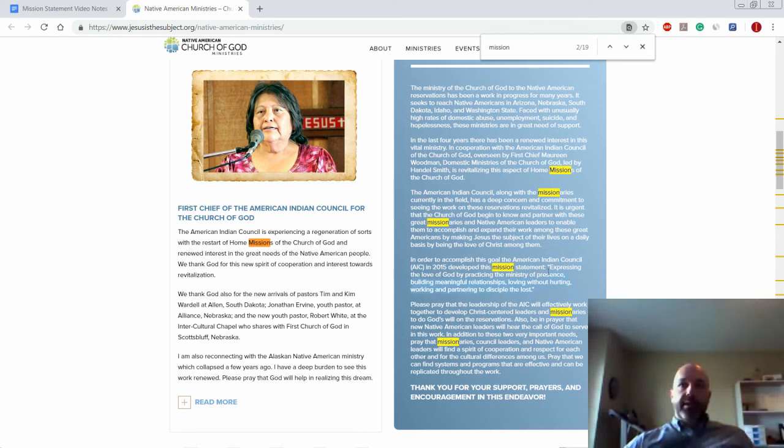There it is. Kind of hidden away, and I would personally have encouraged them to make it stand out, emphasize it a little more for people that might visit the site and people who are curious about what the Native American Church of God Ministries is. But in any event, their mission statement is expressing the love of God by practicing the ministry of presence, building meaningful relationships, loving without hurting, working and partnering to disciple the lost. So of the three, I know this is probably my favorite, and that probably is why I would encourage them to emphasize it a little more.